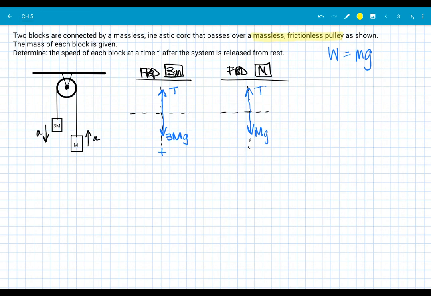I'm going to say that again. So the pulleys that we deal with for chapters 5 and 6 are going to be massless pulleys. And what that means is that those pulleys do not change the tension. The tension is the same on both sides of the pulley.